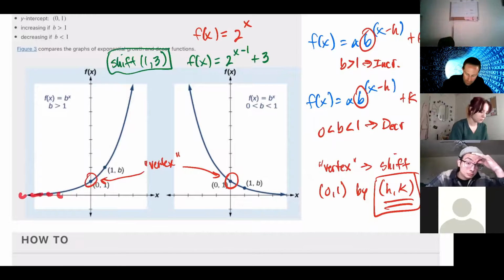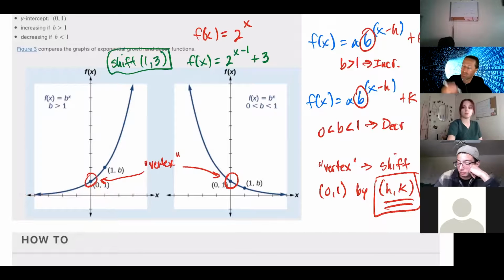However, remember that asymptote? When we say shift, we're shifting everything. Not just this point, but we're choosing that point because we know where it is. We're shifting everything right 1 and up 3, which means I would start with my asymptote. You got to watch your asymptote before you move with your exponential function, okay? So I'm going to move that right 1. Everybody ready? I'm done.